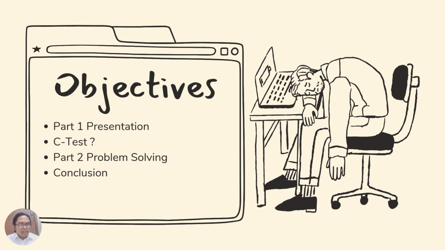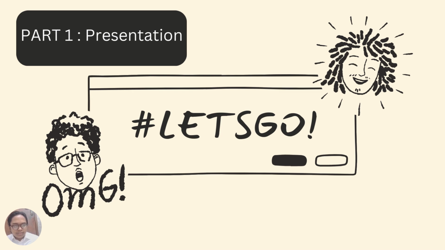So, this is our objective for today. We have four parts. Obviously, part one is the presentation and what is a C test. The next part is part two, the problem solving, and the last one is the conclusion. This is the first part, the presentation. Let's go.